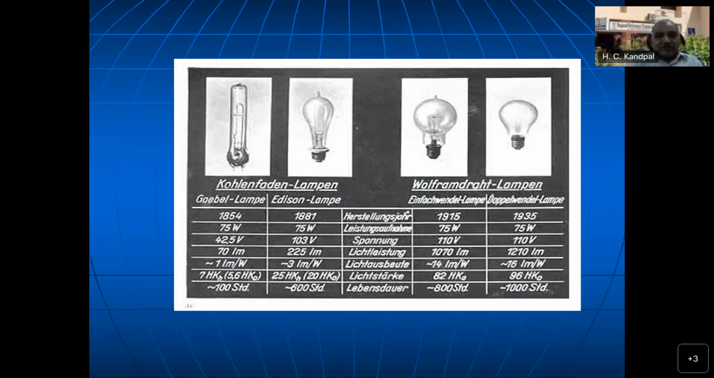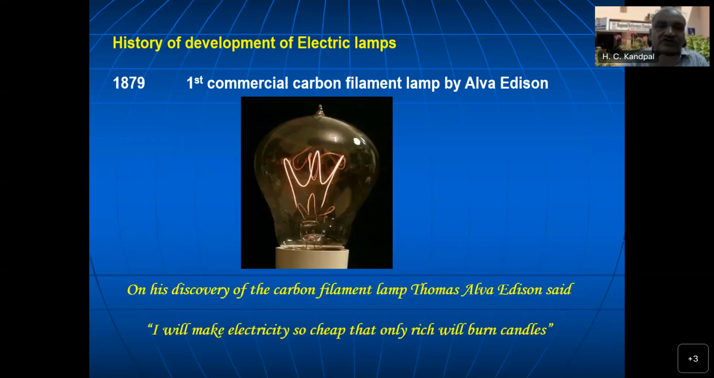Now, these are some of the lamps, and the names are in German, because Wolfram, tungsten, came from Germany, and most of the science came from Germany at that time. So all these names will be in German. Initially, the tungsten halogen lamps or tungsten lamps look like whatever is given here. And slowly, the development took place.